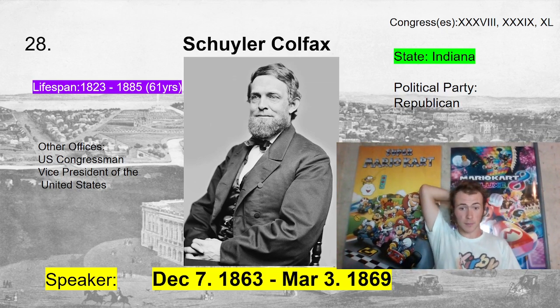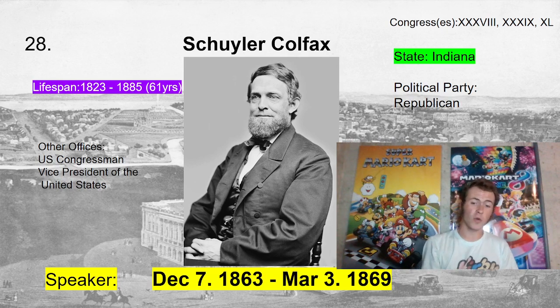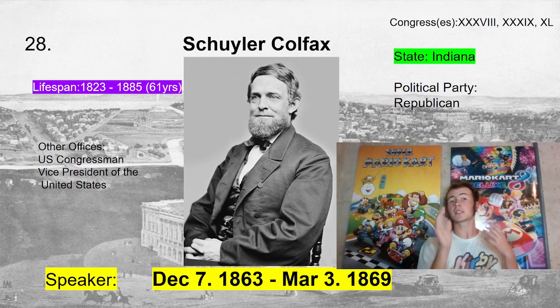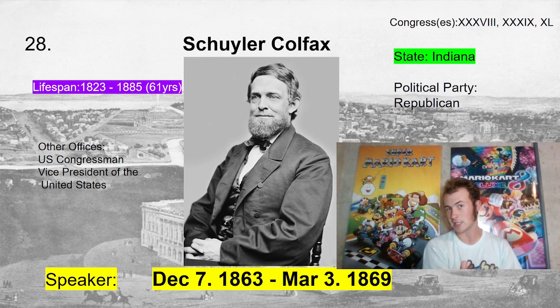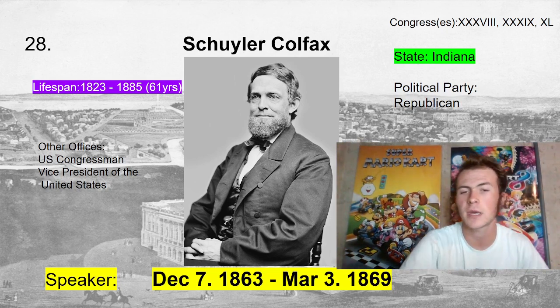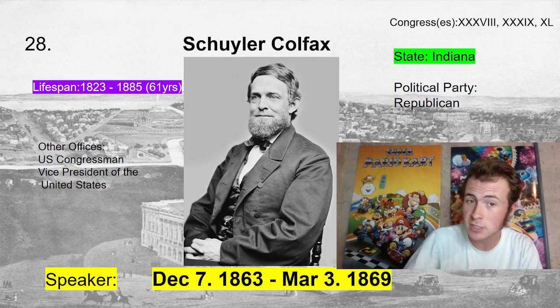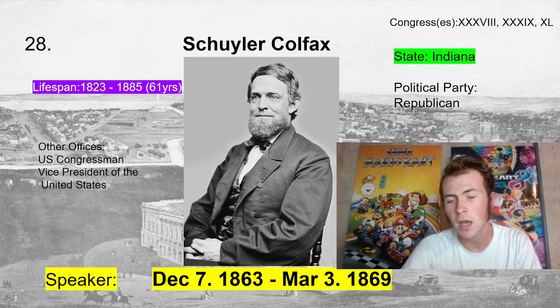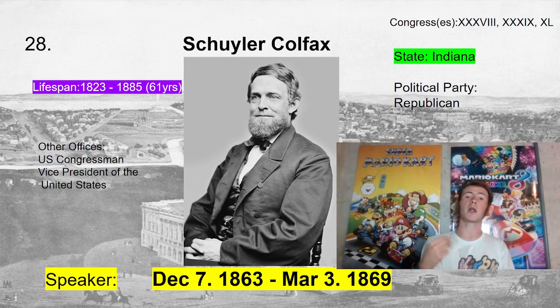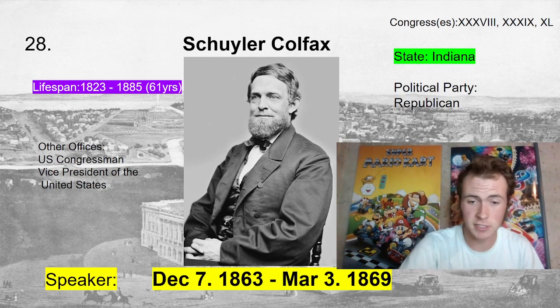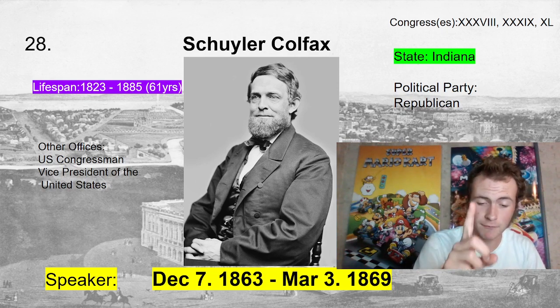So Grant took office on March 4th, 1869. Schuyler Colfax was actually sitting Speaker when he was elected Vice President of the United States. So that's pretty interesting. He was elected Vice President while he was sitting Speaker of the House. His term as Vice President started on March 4th, 1869, so he resigned his office a day before he became Vice President of the United States.